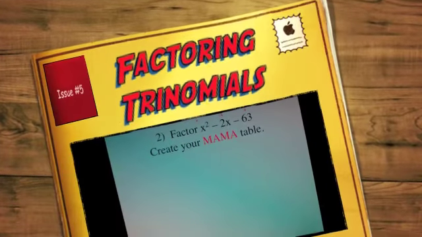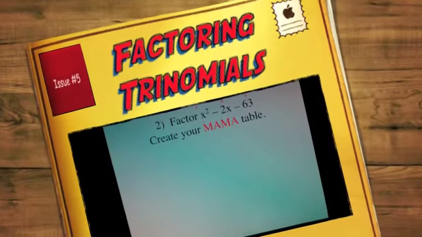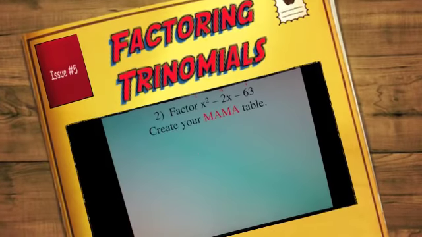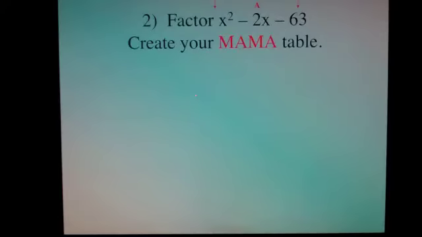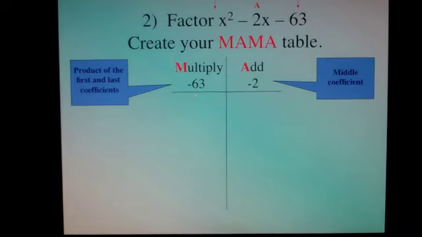Alright, so this time we're going to factor x squared minus 2x minus 63. Now you have to create your mama table, and we're looking for things that we're going to multiply to make negative 63, and then from that list, we're going to find things that will add up to negative 2. And you see there, the negative 63 is our last coefficient, and the negative 2 is our middle coefficient.